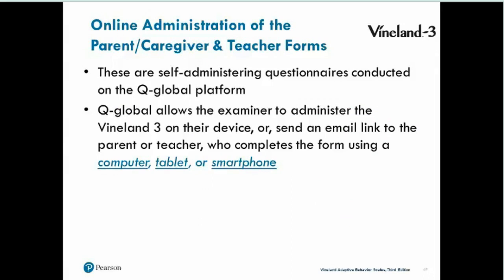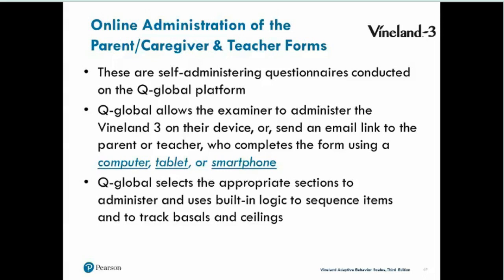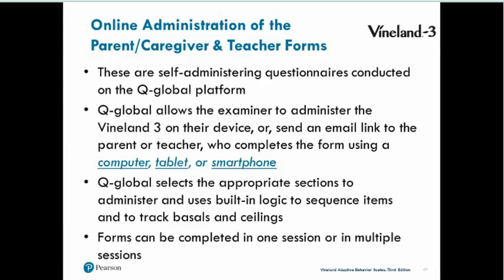Once they have finished the Vineland 3, you'll receive an email letting you know that it has been completed. You simply log back into Q Global and then you can generate the report. If the parent's not able to complete the Vineland 3 in one session on the computer, they can do it in multiple sessions. The computer will keep track of where they left off.